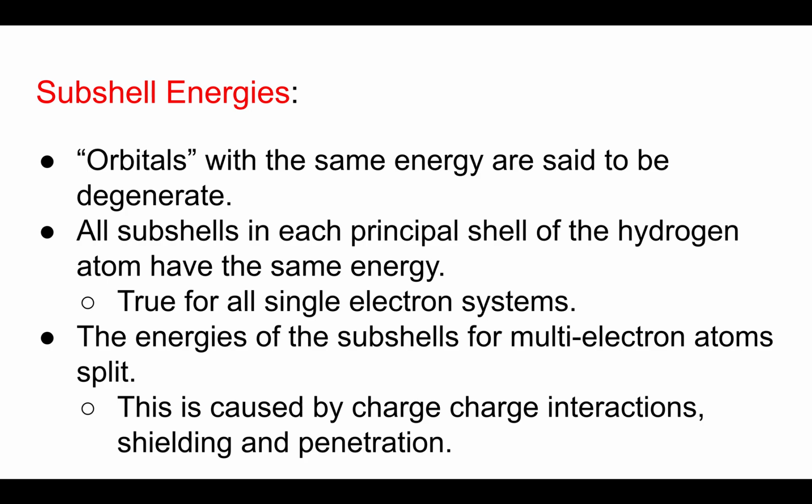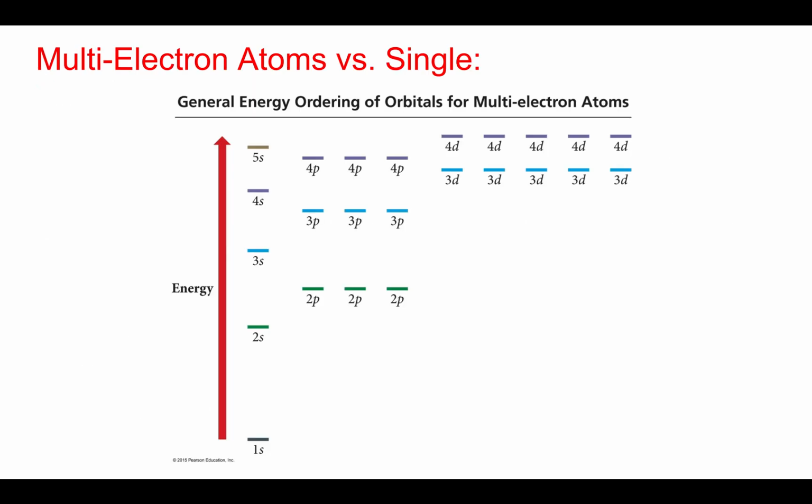Now, let's consider again just a hydrogen atom. Okay, so all subshells in each principal shell in the hydrogen atom have the same energy. However, for multi-electron systems, there's going to be a splitting of the subshell's energy within the same principal shell. We'll see that next.